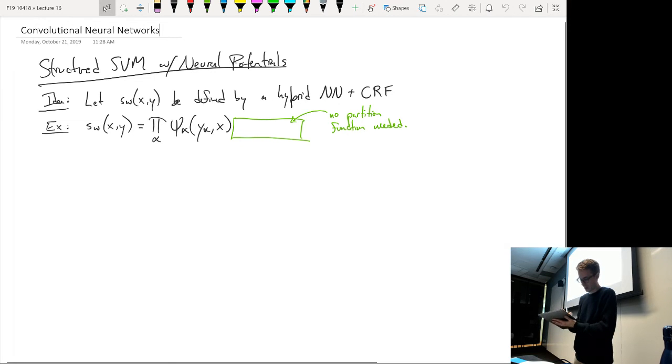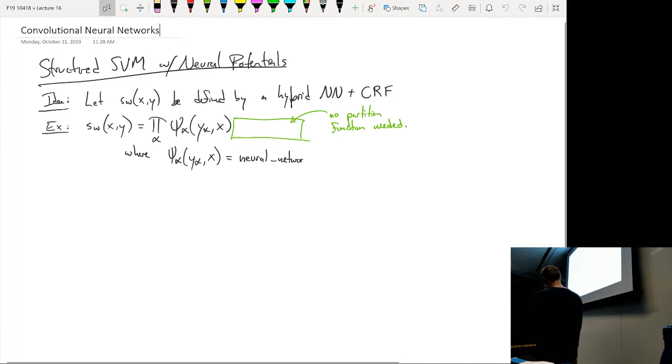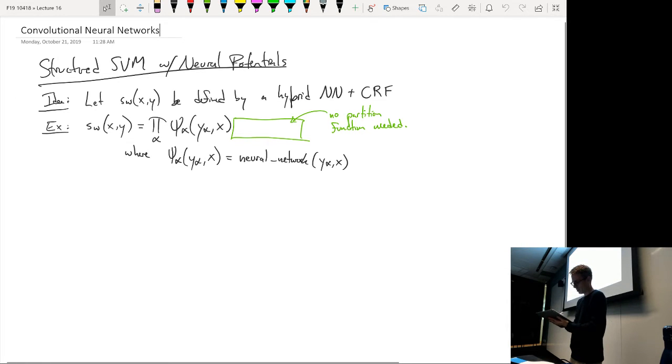We will, however, say that these potentials are defined by some neural net. So here, this is some neural network that takes in both y alpha and x and returns a table of values that represents our factor. Okay, and this could be, for example, an LSTM or a CNN or some other neural network that you like.